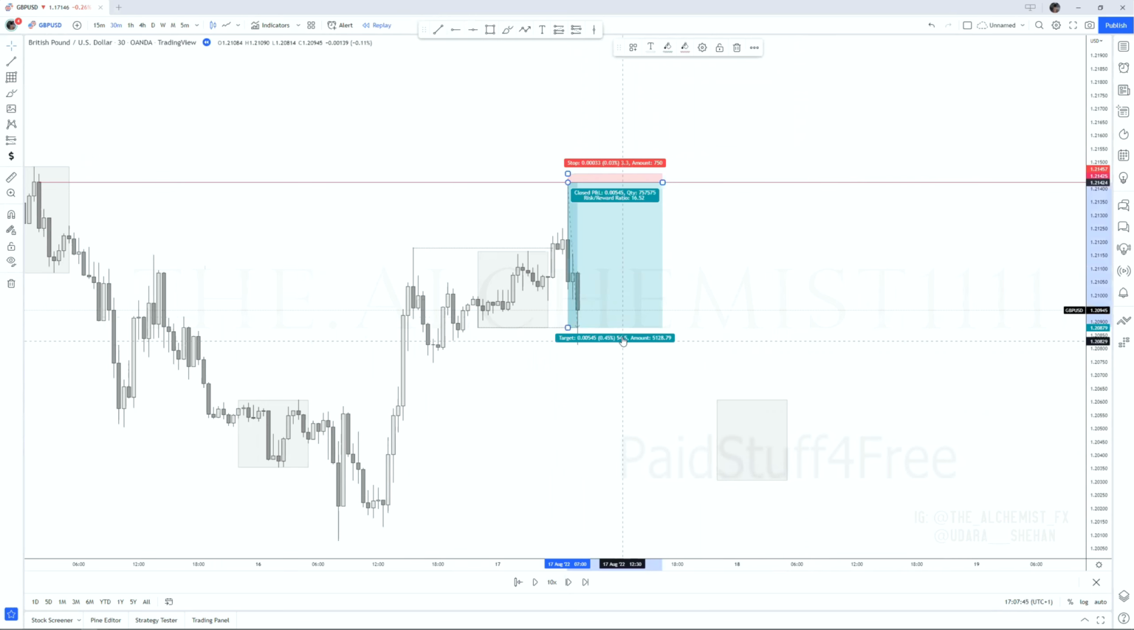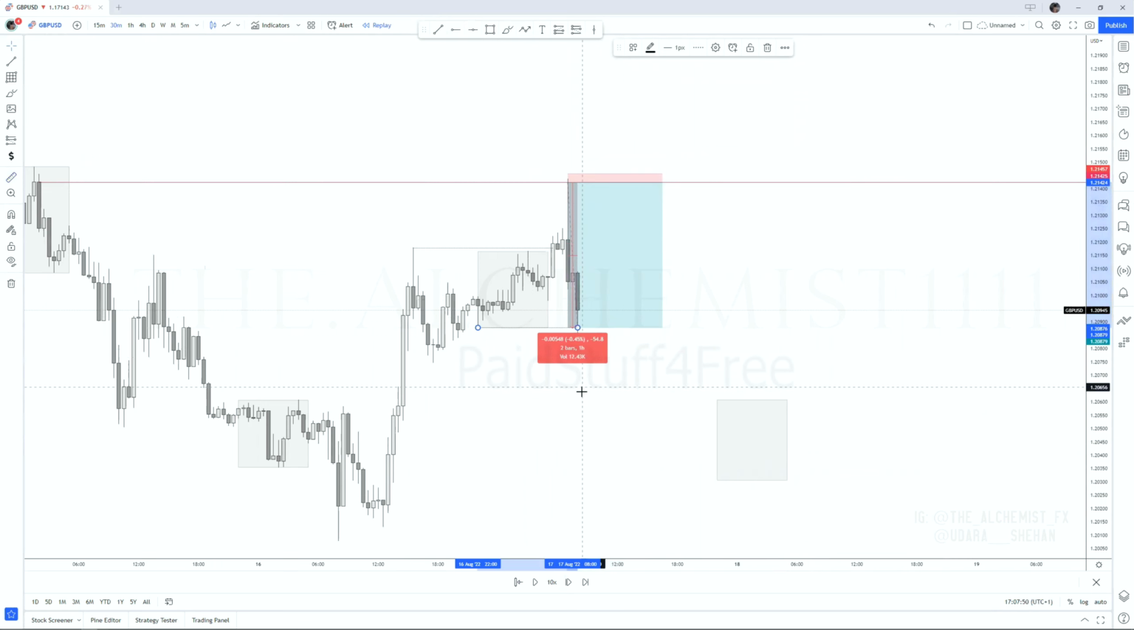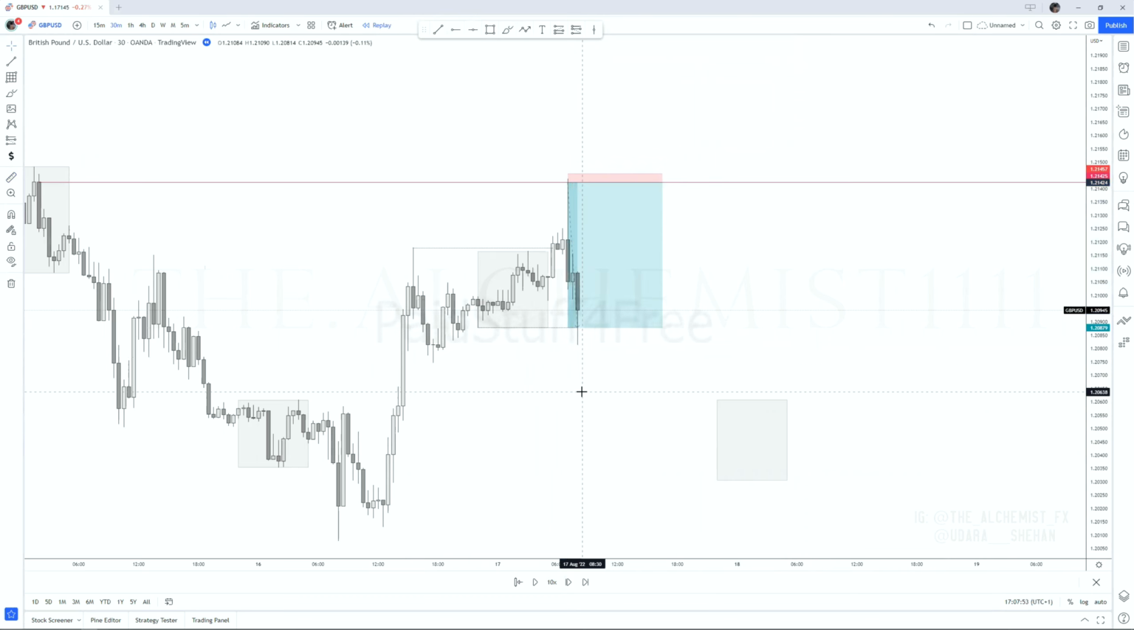That's it. So you have 54 pips, and how long did it take you? Just 1 hour. So that's more than enough, right? That is more than enough. That is done for the day.